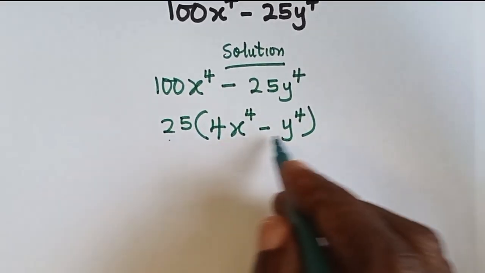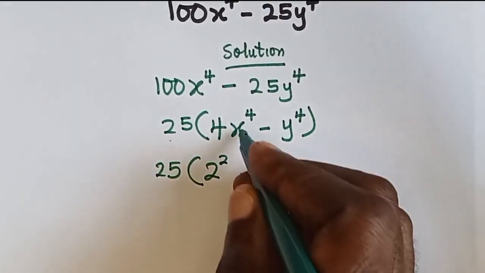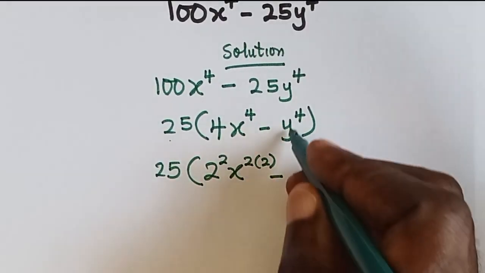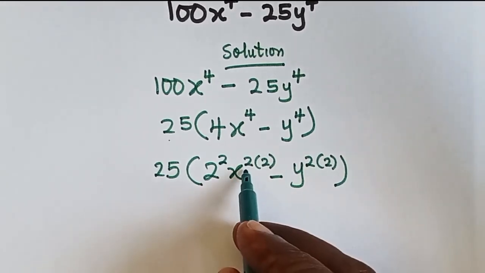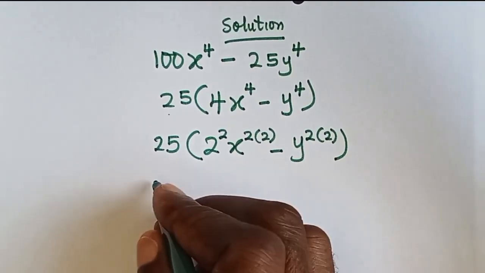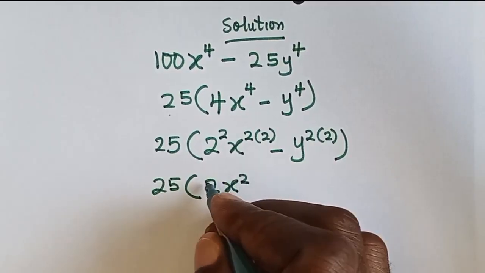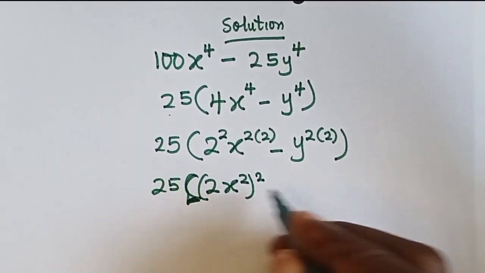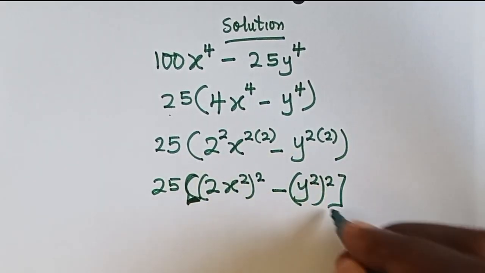Alright, now from here we can also write this as 2 raised to the power 2, and that is x raised to the power 2 times 2, which will give us 4, and this y raised to the power 2 times 2, because x raised to the power 2 times 2 will give us x raised to the power 4, and we can put it together. We have 2x raised to the power 2, then raised to the power 2, then minus y raised to the power 2 raised to the power 2.